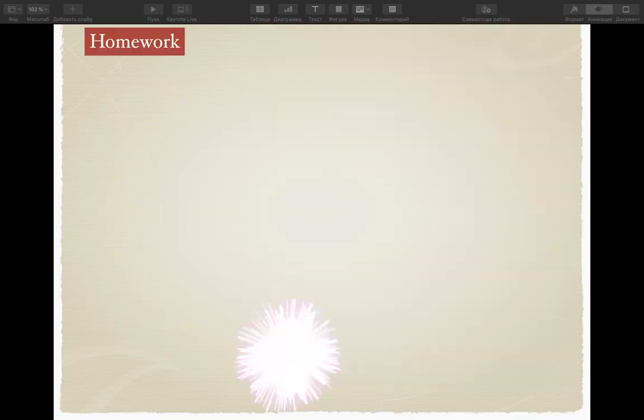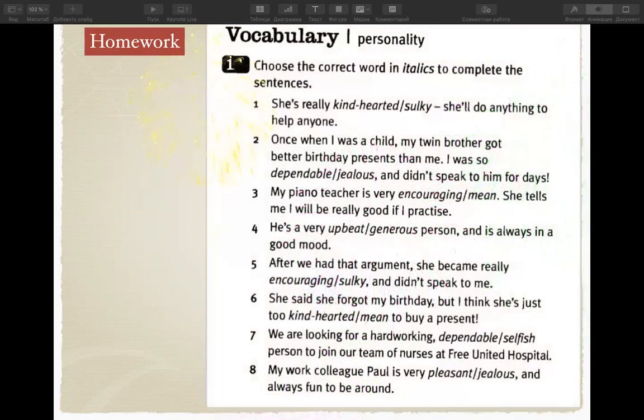And now your homework is to choose the correct words in italics to complete the sentences. So please write them in comments.